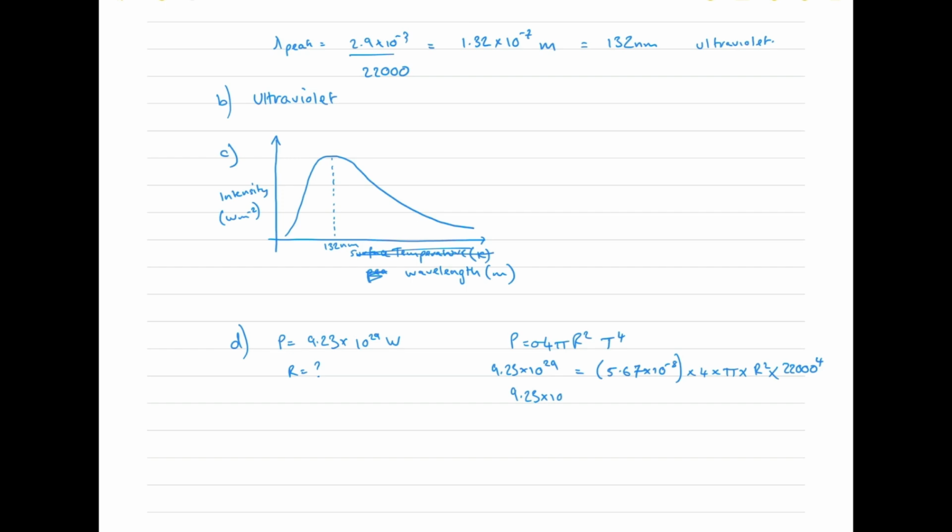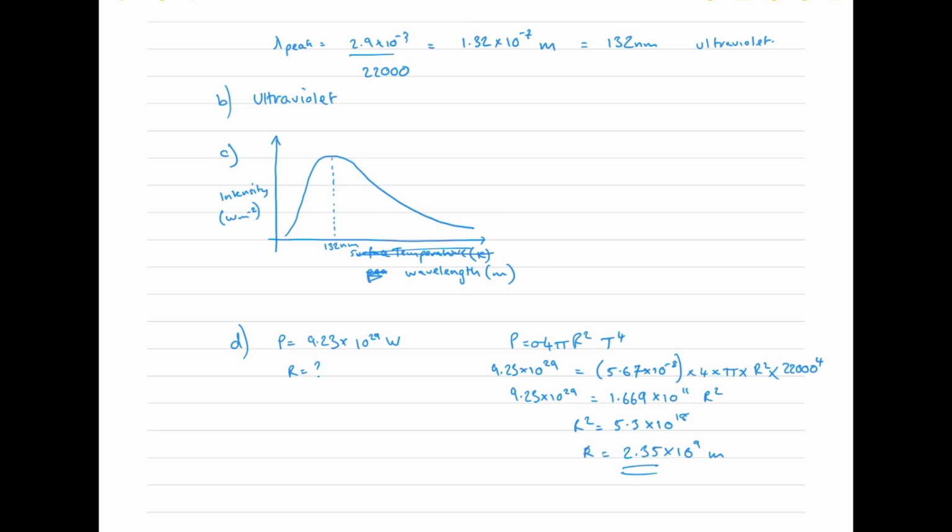9.23 times 10 to the 29. We can do all these multiples here to make it a bit simpler. 1669 times 10 to 11 r squared. So r squared is equal to 5.3 times 10 to the 18. So r is equal to 2.35 times 10 to the 9 meters, which sounds about right. And 3 significant figures is fine. So there's our answer to D.